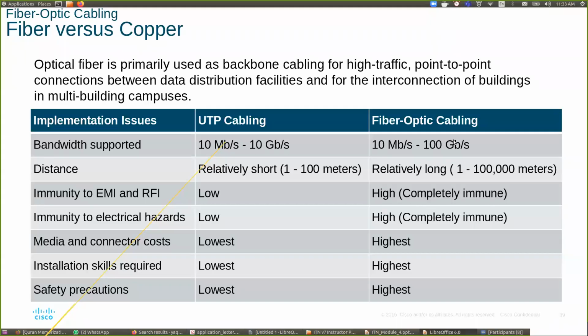So these are the differences between fiber and copper. I'll share the slides with you so you can read them. Copper UTP goes from at least 10 megabits per second to 10 Gbps, but fiber goes from 10 megabits per second to 100 Gbps. For distance, copper will take care of 100 meters, while fiber can go up to 100,000 meters. You can see the difference.